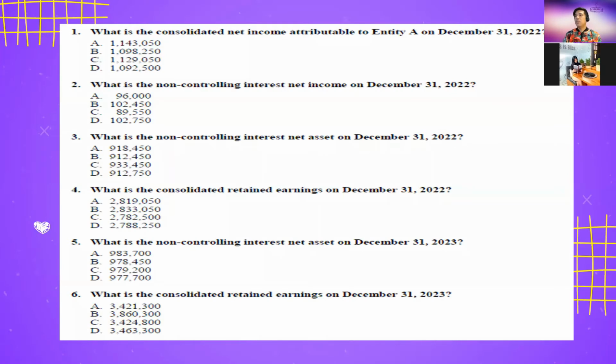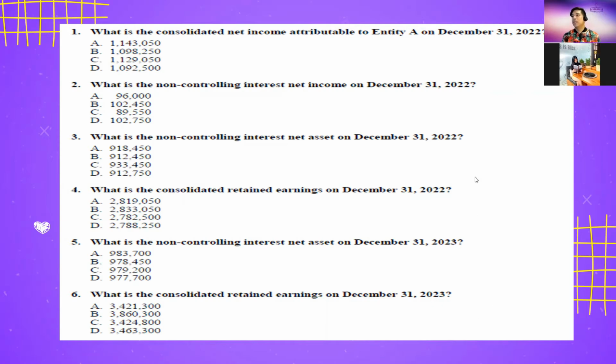So number 1, what is the consolidated net income attributable to Entity A on December 31, 2022? So ito class, ang isa pang tip. Sabi ko, ang mga tip natin is first, read the requirements first. Number 2, underline mo yung, or highlight mo yung mga dates kasi that's also very important. Imagine, ang tinatanong dito, what is the consolidated attributable net income to Entity A December 31, 2022? Pero take note, there are also other items related to 2023. So be careful.